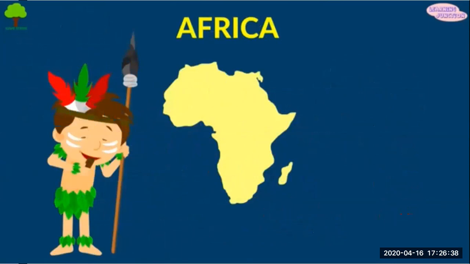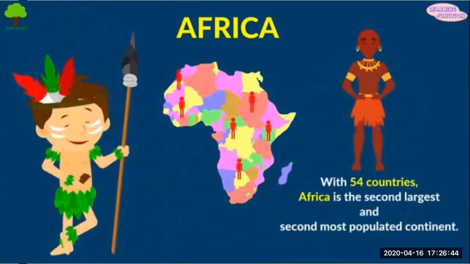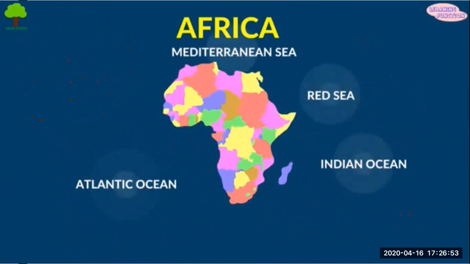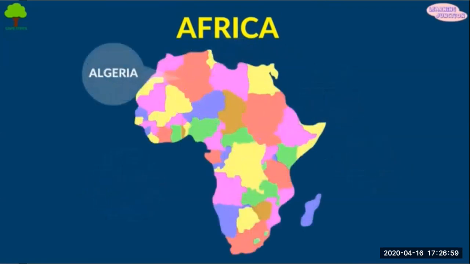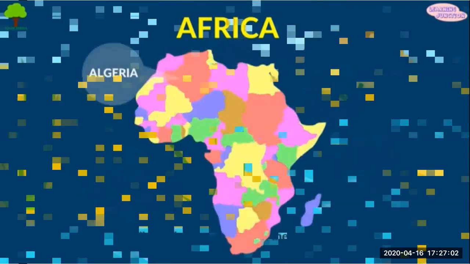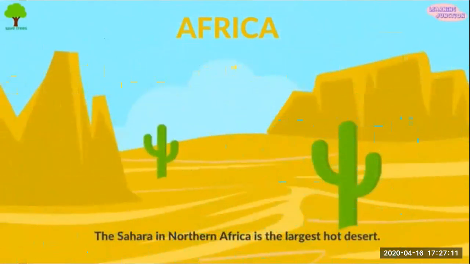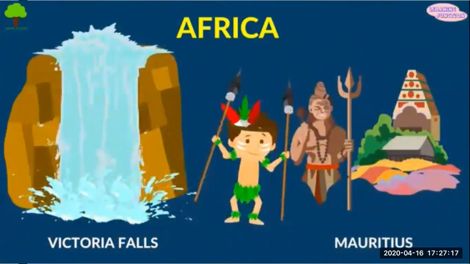Then comes Africa. Africa is the continent where all of us are at present. With 54 countries, Africa is the second largest and the second most populated continent. It is surrounded by the Atlantic Ocean, Indian Ocean, Red Sea, and the Mediterranean Sea. Algeria is the largest country in Africa. Nile is the longest river in the world which flows through the continent of Africa. The Sahara in North Africa is the largest hot desert. Victoria Falls and Mauritius are the places of importance in Africa.